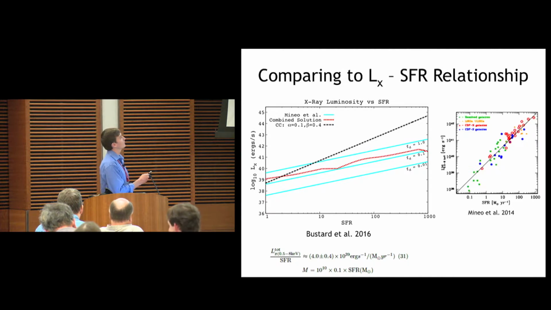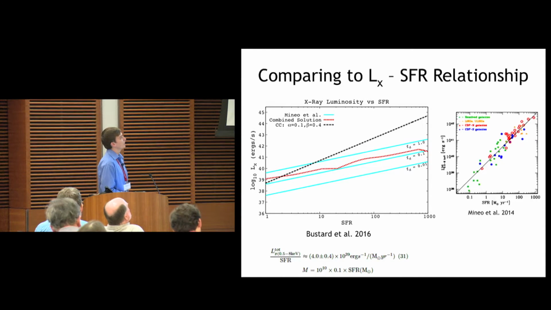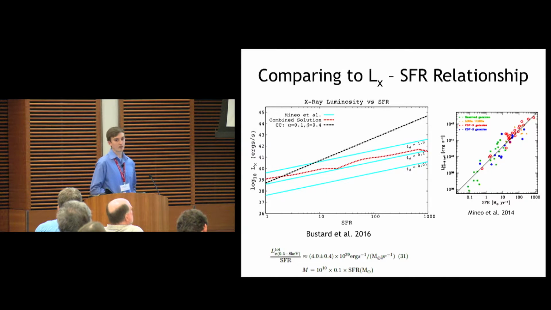So the fraction of diffuse emission is given by these other blue lines here. So this would be for 1/10 of that total emission, this would be 1/100th. And what we want to do is see how our model compares to the Chevalier and Clegg model in reproducing this linear relationship between luminosity and star formation rate.